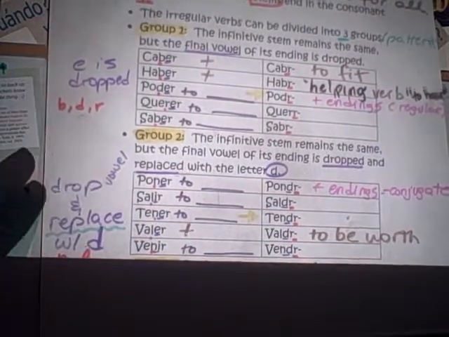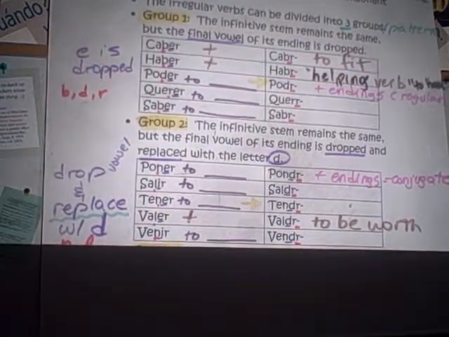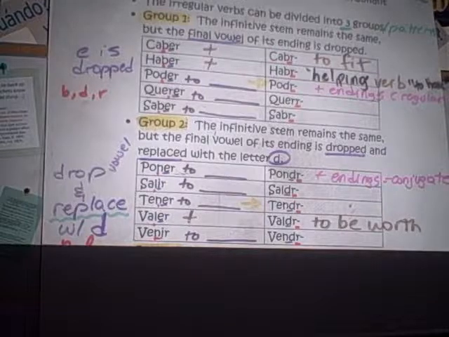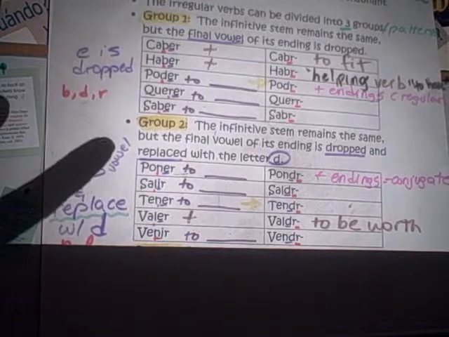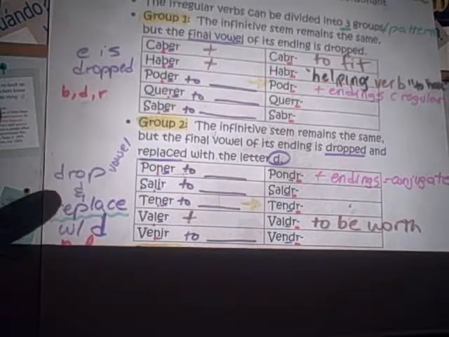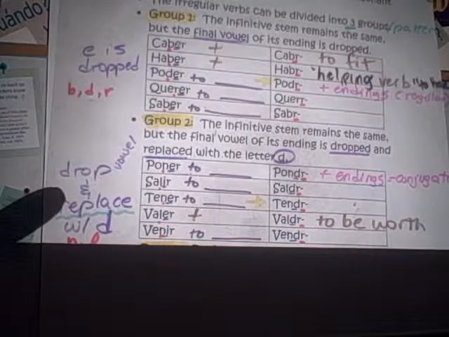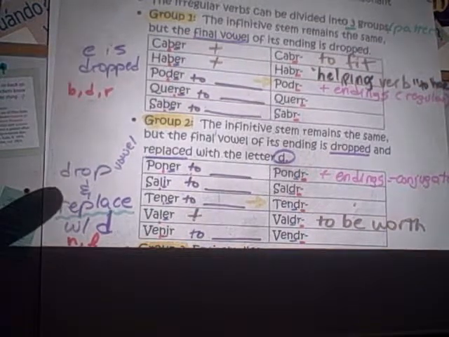And venir is to come. And so, again, replace your I with a D. V-E-N-D-R is your stem. So for this one, you drop the last vowel, replace with a D. That's basically the shortened rule there. Okay, so that's group 2.